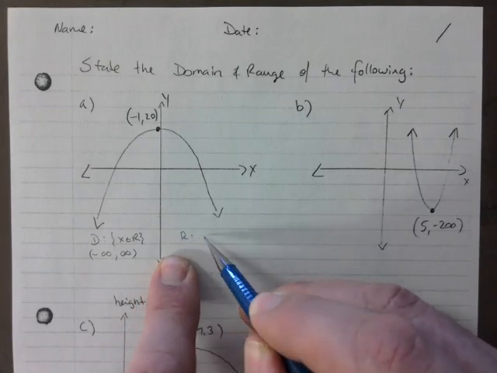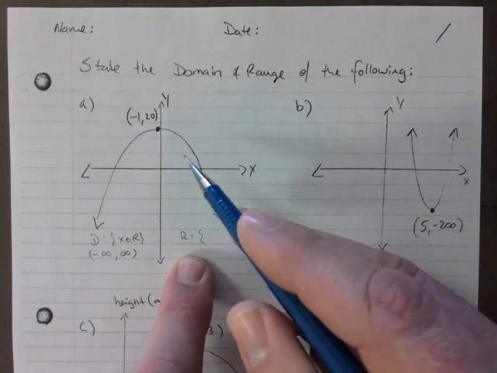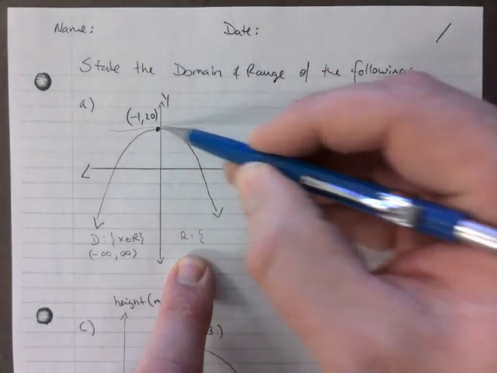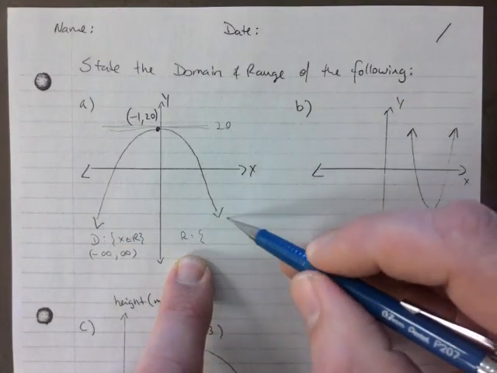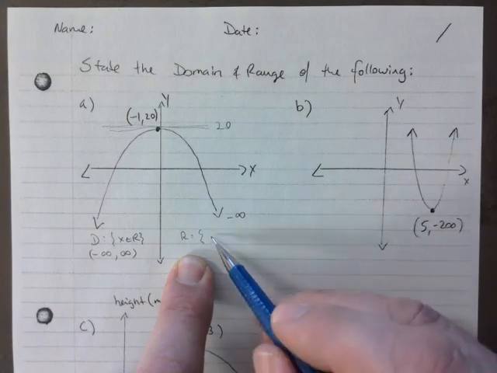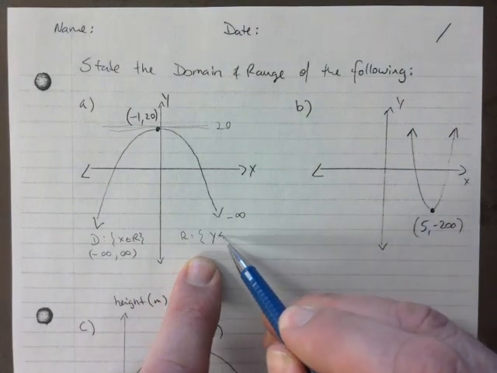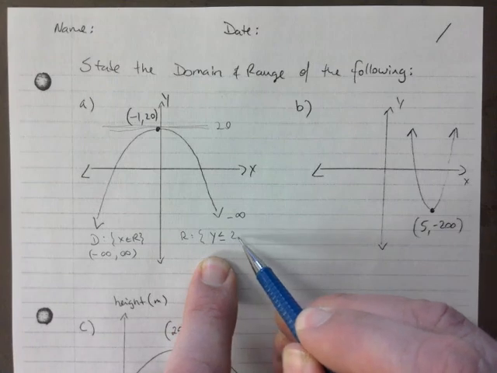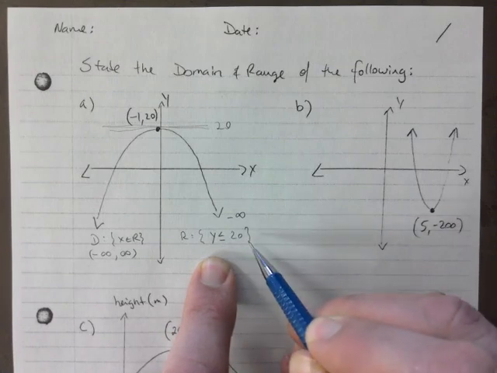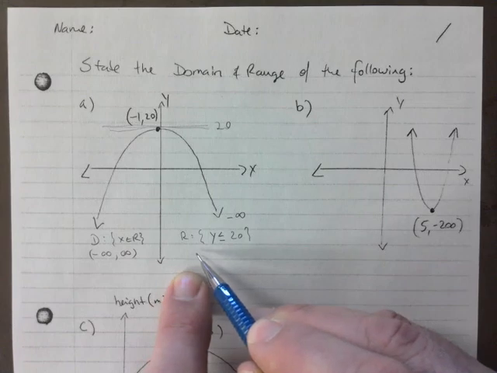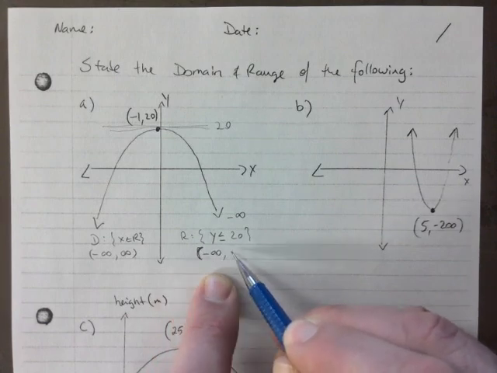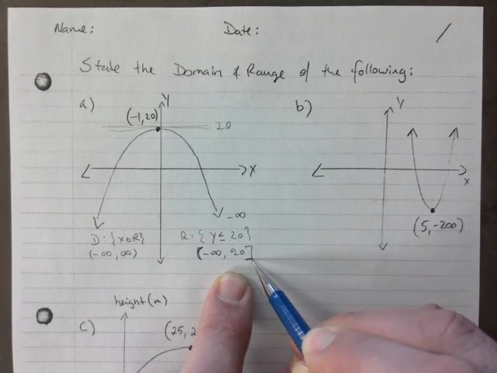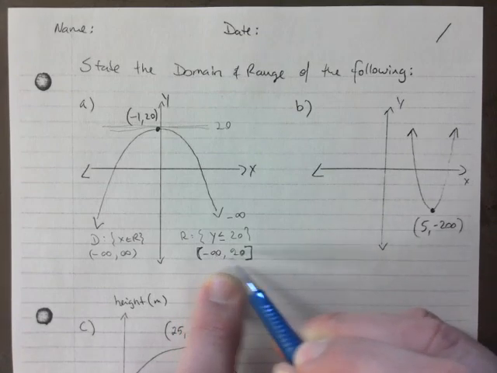For the range, in this case, this is the highest y value right here, which is 20, and these legs go down to negative infinity. So for the range, I go y is less than or equal to 20, if you chose to answer this way. If you went with interval, you would go negative infinity to positive 20, like that. Okay, so smallest, largest, always.